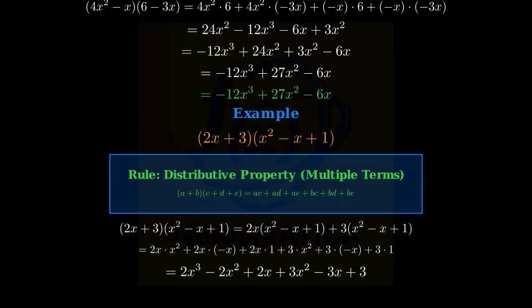2x times x squared equals 2x cubed. 2x times negative x equals negative 2x squared. 2x times 1 equals 2x. Next, we'll multiply 3 by each term in the second expression.